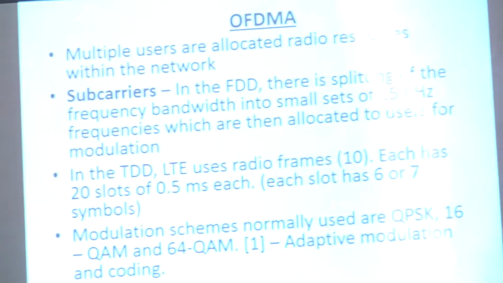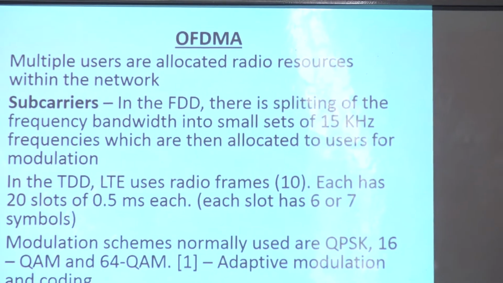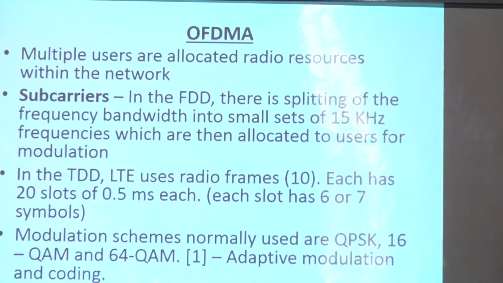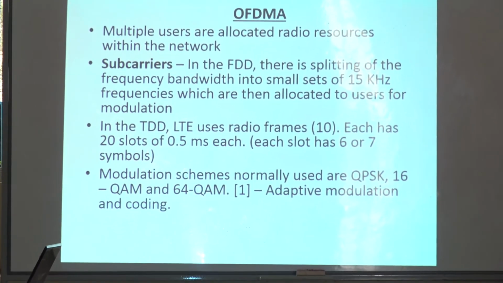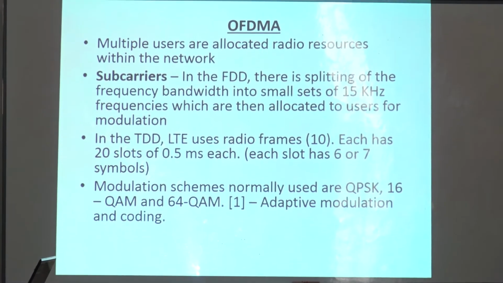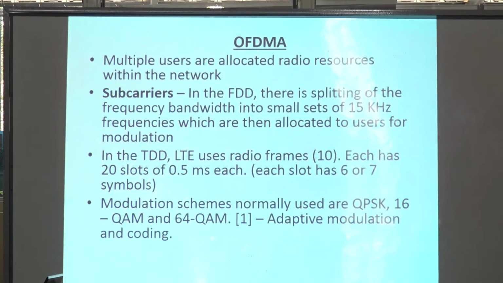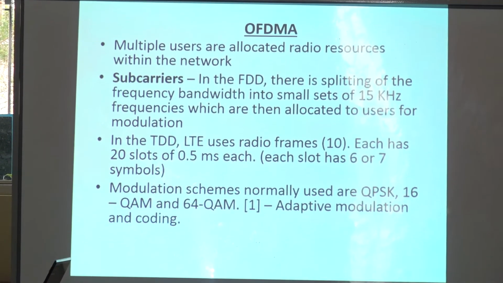So the FDD, you have subcarriers. What happens is that in one FDD frame you have each being split into subcarriers, and these small sets of 15 kHz frequencies, 12 of them are combined to make what we call a resource block, which now are allocated to users dynamically. So then in the TDD frame, it becomes an orthogonal structure, where in the TDD now you have radio frames. These radio frames now are split in terms of slots.